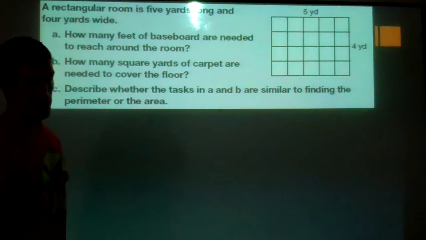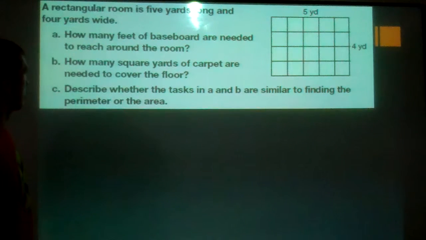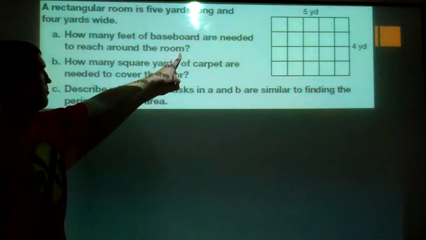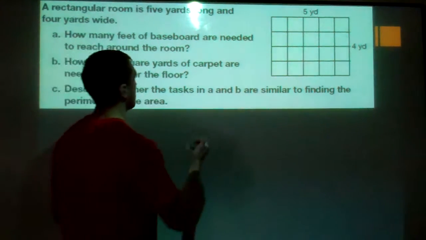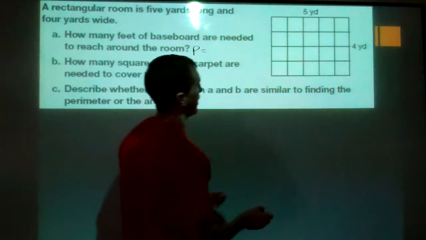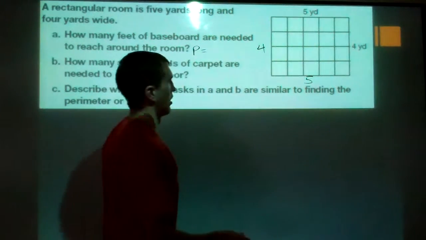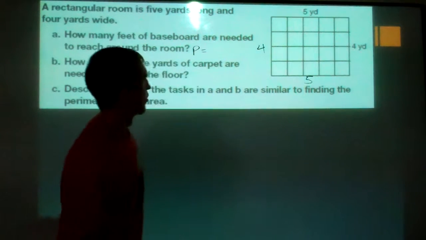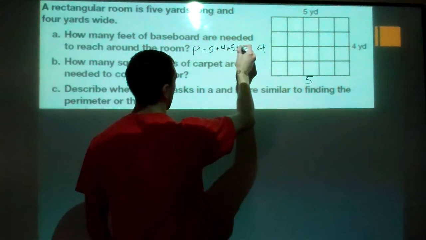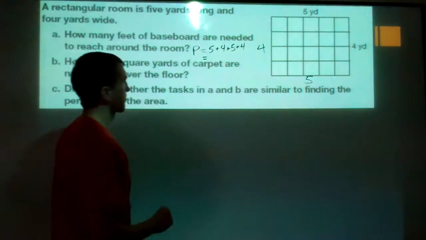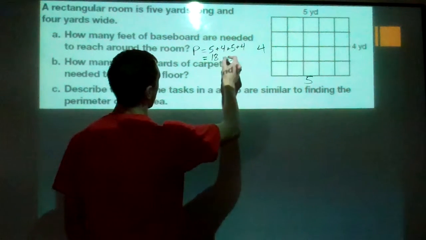Okay, so if we do our counting method, how many feet of baseboard are needed to reach around the room? So around the room tells us right away that we're talking about distance around, and that's our perimeter. It looks like we've got 4 by 5. And we're going to add up all of our sides. We've got 5 plus 4 plus 5 plus 4, and that's going to equal 18 yards.